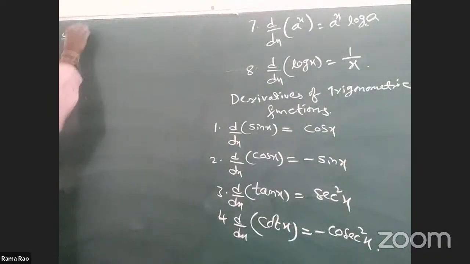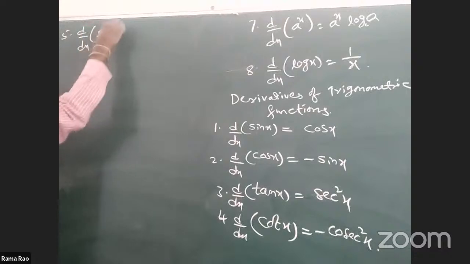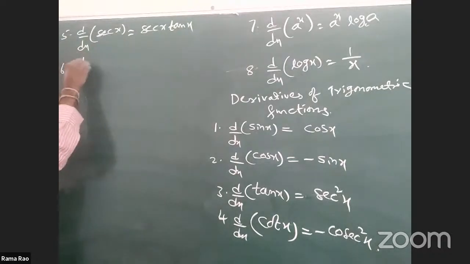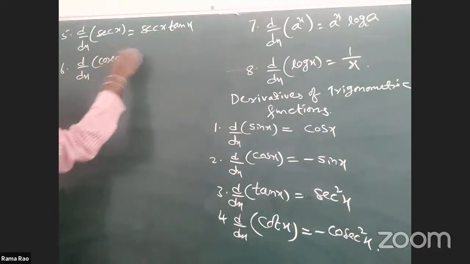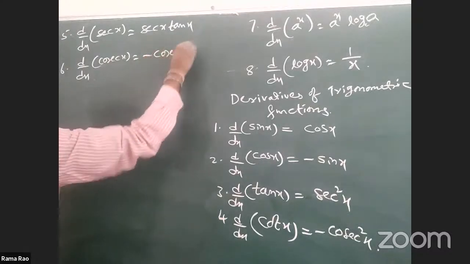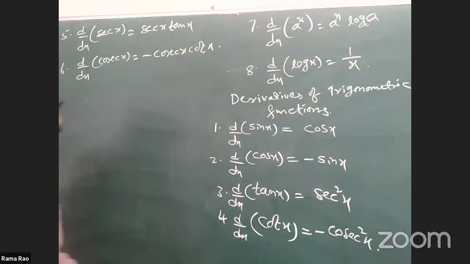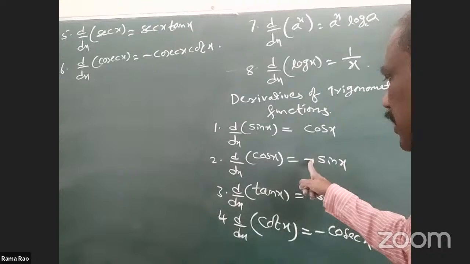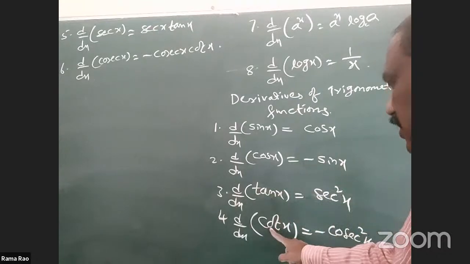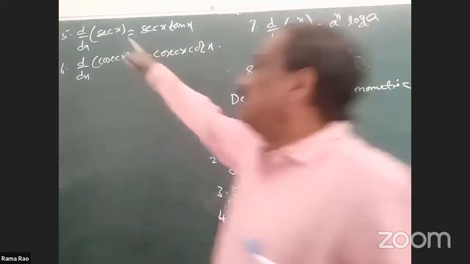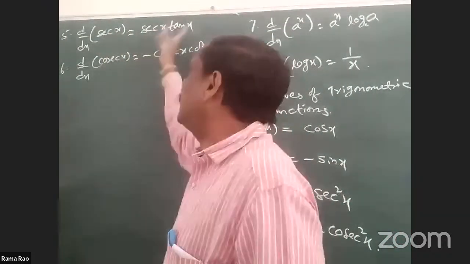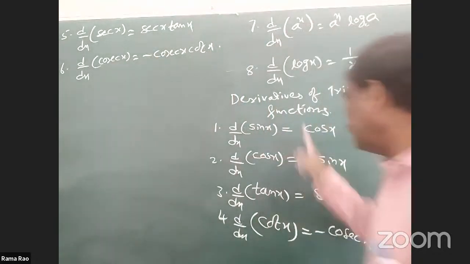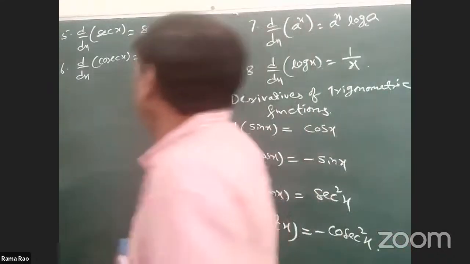Fifth one, d by dx of sec x is equal to sec x tan x. Sixth one, d by dx of cosecant x is equal to minus cosecant x cot x. Now I am clear. Derivative of sin x is equal to cos x, cos x derivative is minus sin x, tan x derivative is sec square x, cot x derivative is minus cosec square x, derivative of sec x is equal to sec x tan x, derivative of cosec x is equal to minus cosec x cot x. Plus, minus alternate plus.